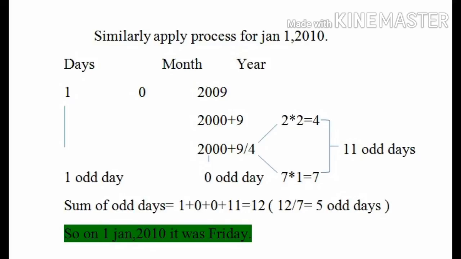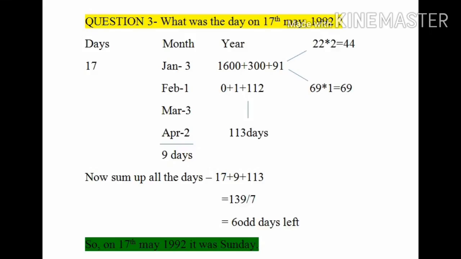So we are moving ahead. Our next question is, what was the day on 17th May 1992? Here the given date is 17th May 1992. Days are 17 and here months are January, February, March, April, which are completed. January gives us 3 odd days, February gives us 1 odd day, March gives us 3 odd days and April gives us 2 odd days.